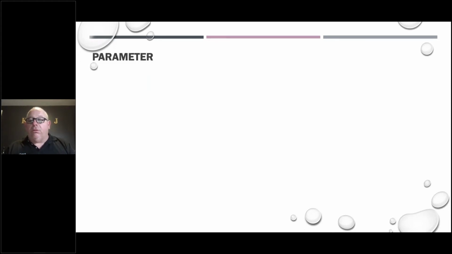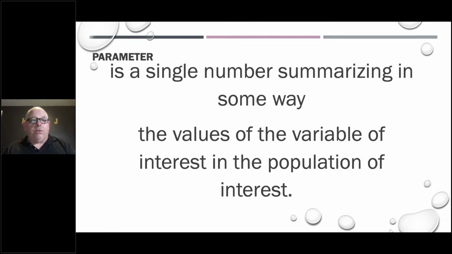A parameter. Sorry, I don't know why this is doing this. Here we go. There we go. A single number summarizing in some way the values of a variable of interest to population. A parameter is basically one single number. So when we do the mean, or we do the standard deviation later on, that is a parameter.